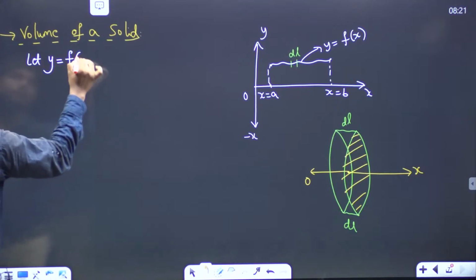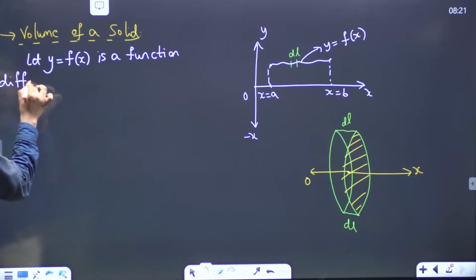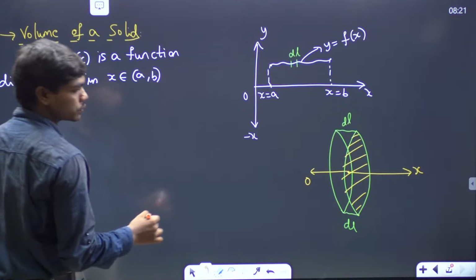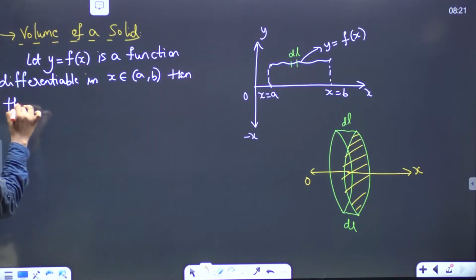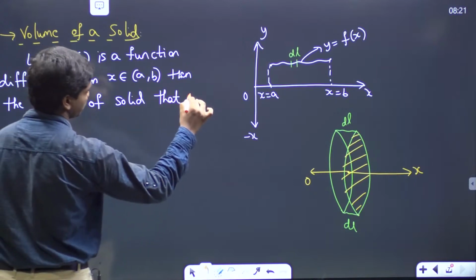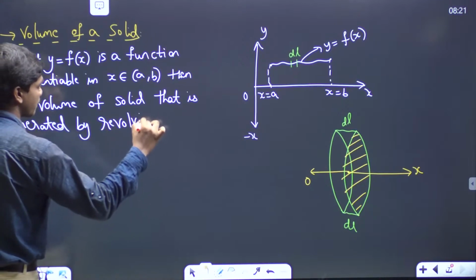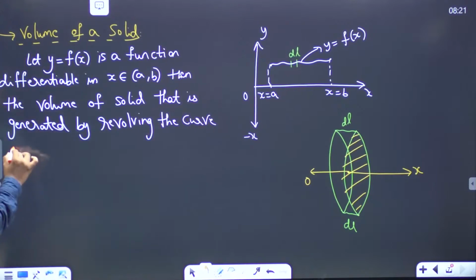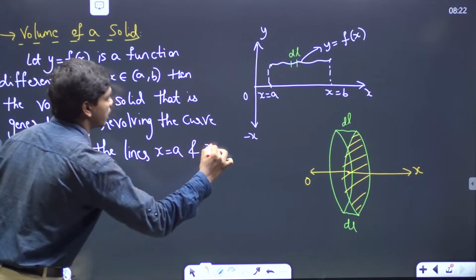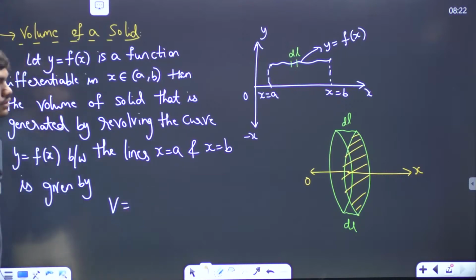Let y is equal to f of x be a function differentiable in x belongs to a comma b. Then the volume of the solid that is generated by revolving the curve y is equal to f of x between the lines x is equal to a and x is equal to b is given by V is equal to... now let us see the formula, what V tells us.